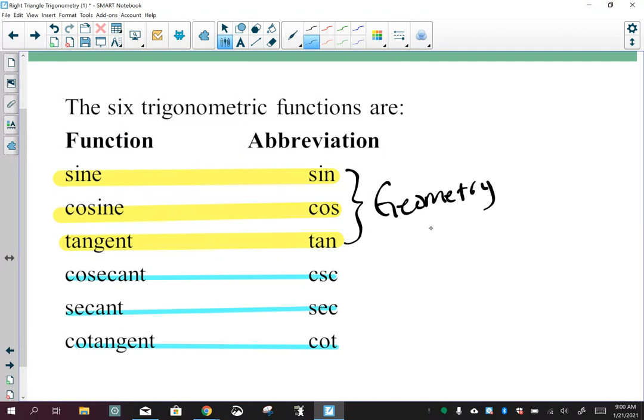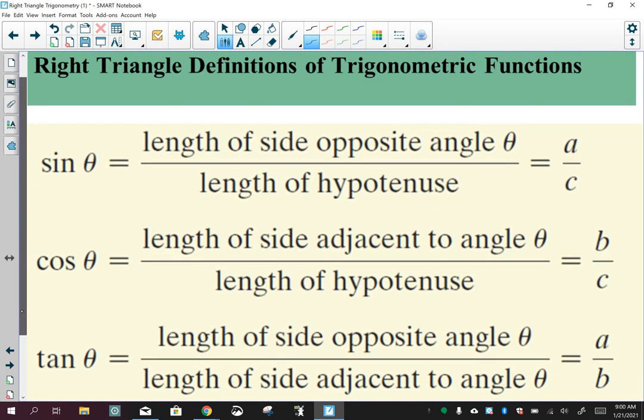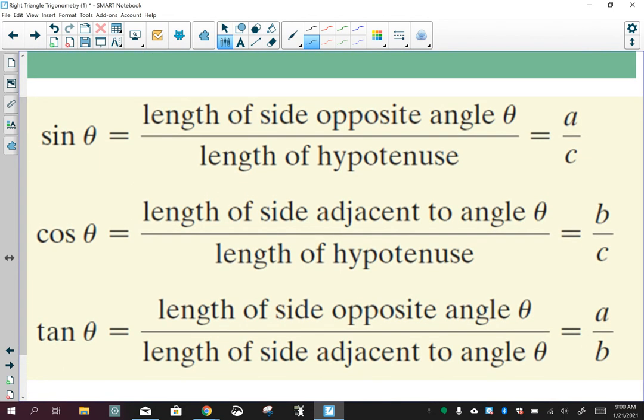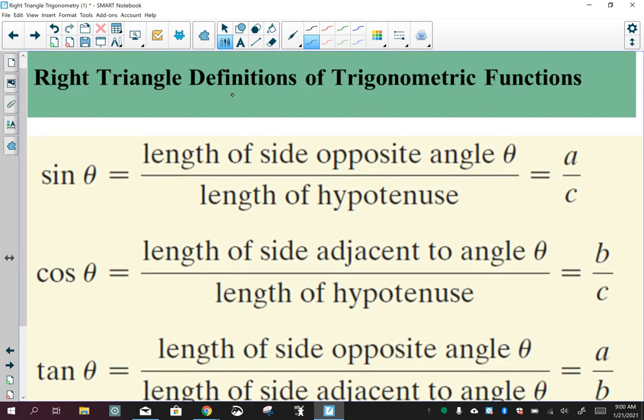You probably first saw sine, cosine, and tangent in geometry, right after you came back from break, starting the first semester. So to refresh your memory, we have right triangle definitions. These are the ones you should already know at this point: sine, cosine, and tangent. And if you remember, there was a specific saying, SOHCAHTOA.